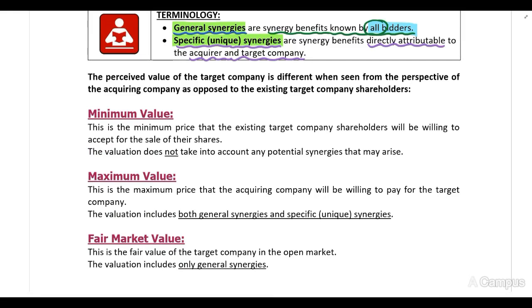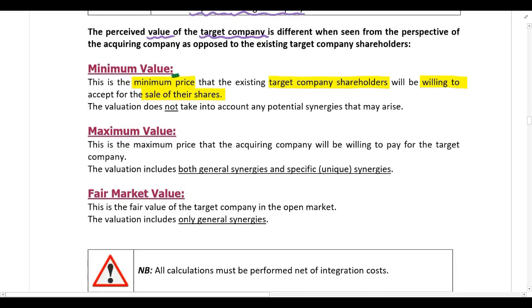Then, please note, when it comes to calculating the value of the target company, it depends whose perspective you are looking at this from. If you need to calculate the minimum value, you are then looking at this from the perspective of the target company's shareholders. And the minimum value is the minimum price that they will be willing to sell their shares.